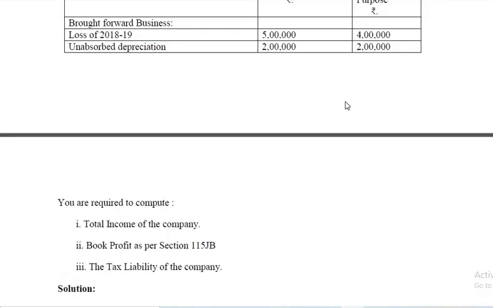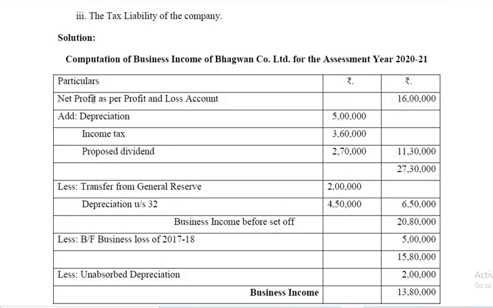See here, net profit as per profit and loss account, 16 lakh. Then you are adding disallowed items like depreciation, 5 lakh. Income tax, 3,60,000. Proposed dividend, 2,70,000. Together, 11,30,000. So this has to be added to 16 lakh. So that comes to 27,30,000.